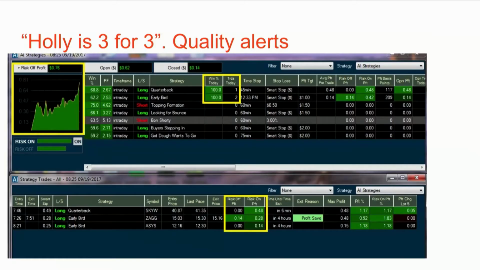Typically it might be 60 seconds before I see that Holly's 3 for 3. Control print screen, paste, crop. This is interesting, this is interesting, this is interesting. Here's the story, bit.ly link to my pricing page. Tweet it, Facebook it, whatever you want to do. So that's it for Holly.